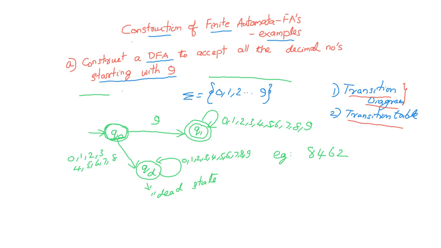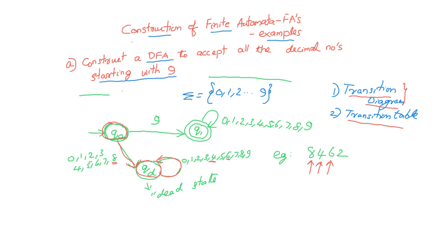So the first symbol here is 8. We are initially in the starting state, so when we see an 8, the transition of 8 is here, and we'll be moving here. The next symbol that we see is 4. The transition of 4 is already defined here, so we will stay here. The next symbol is 6, which is also defined here, so we will stay in QD itself.